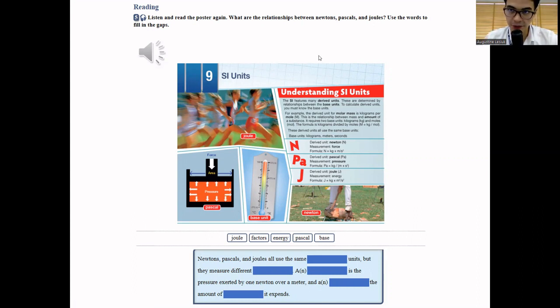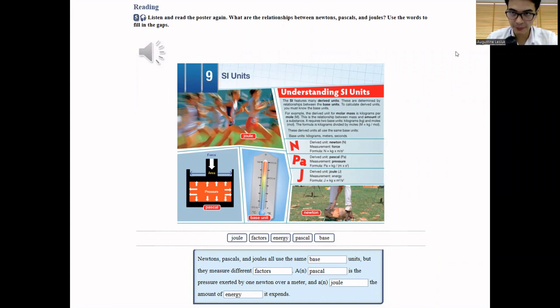Okay, so that was the audio clip. Here are the answers, okay? Newtons, pascals, and joules all use the same base units, but they measure different factors. A Pascal is the pressure exerted by 1 Newton over a meter, and a joule, the amount of energy it expends. Okay, so those were the answers.